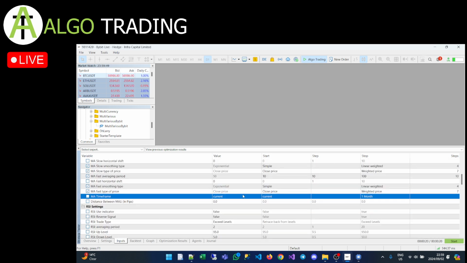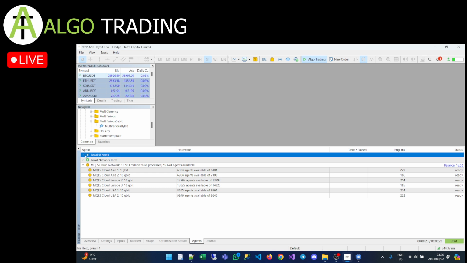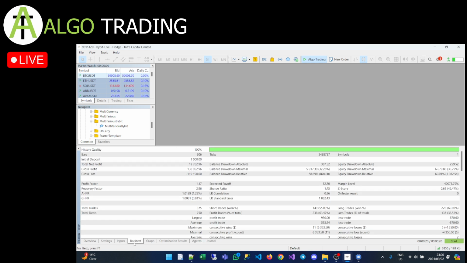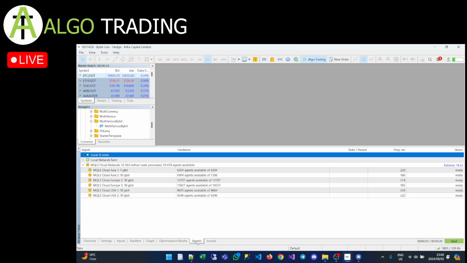Okay, now the next thing I want to explain to you is about these agents. Now the agents are what your computer uses to run the optimization. So either you could use your local computer. You can see I've got 8 cores, fairly decent computer, but it still takes about 15-20 minutes to run a backtest, even though I'm running it on a fast test and on 1 minute OHLC. So it is time consuming.